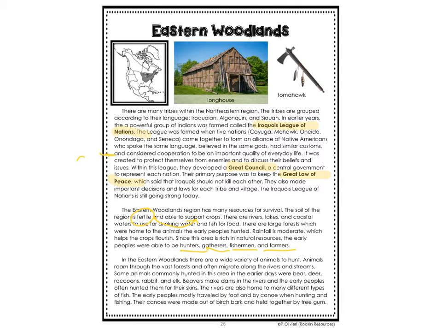In the eastern woodlands, there are a wide variety of animals to hunt. Animals roam through the vast forests and often migrate along the rivers and streams. Some animals commonly hunted in this area in the earlier days were bear, deer, raccoons, rabbit, and elk. Beavers make dams in the rivers, and the early peoples often hunted them for their skins. The rivers are also home to many different types of fish. The early peoples mostly traveled by foot and by canoe when hunting and fishing. Their canoes were made out of birch bark and held together by tree gum.